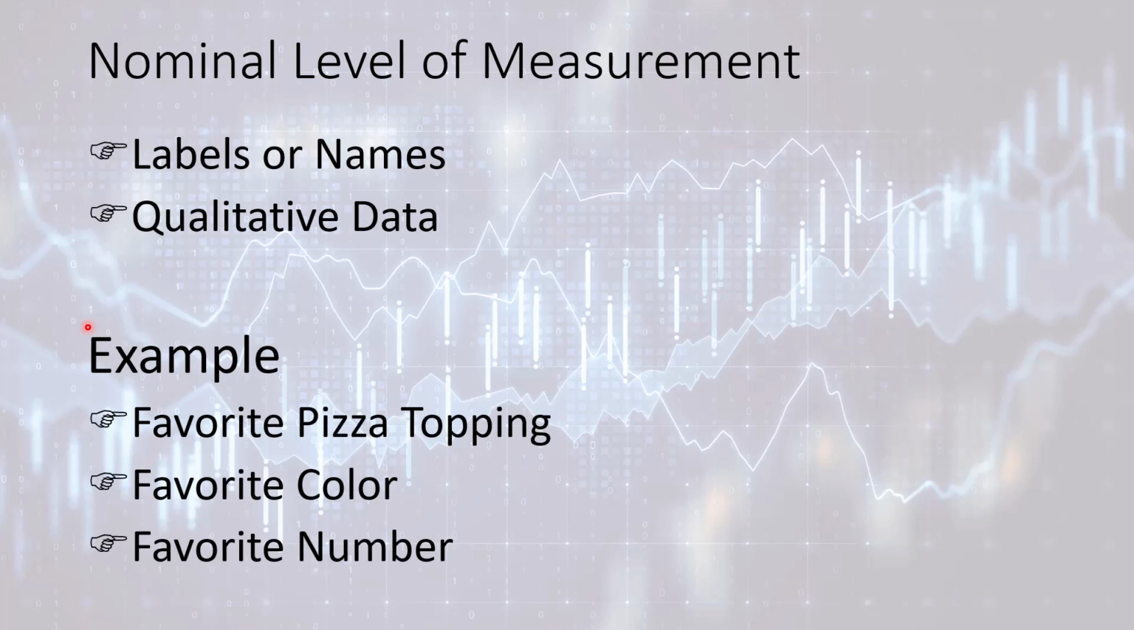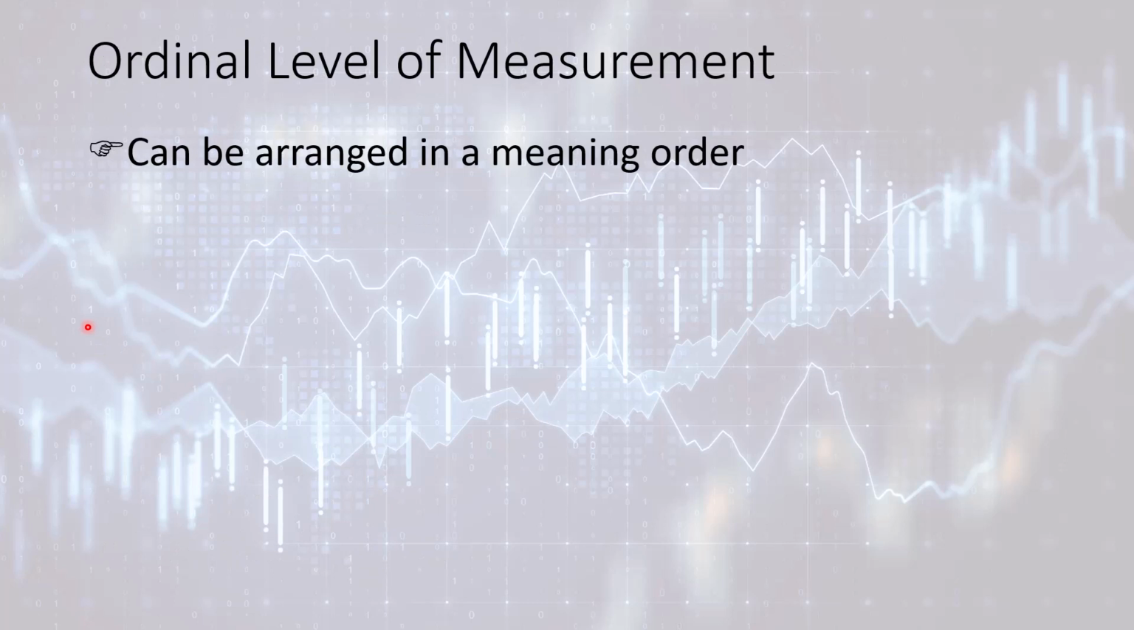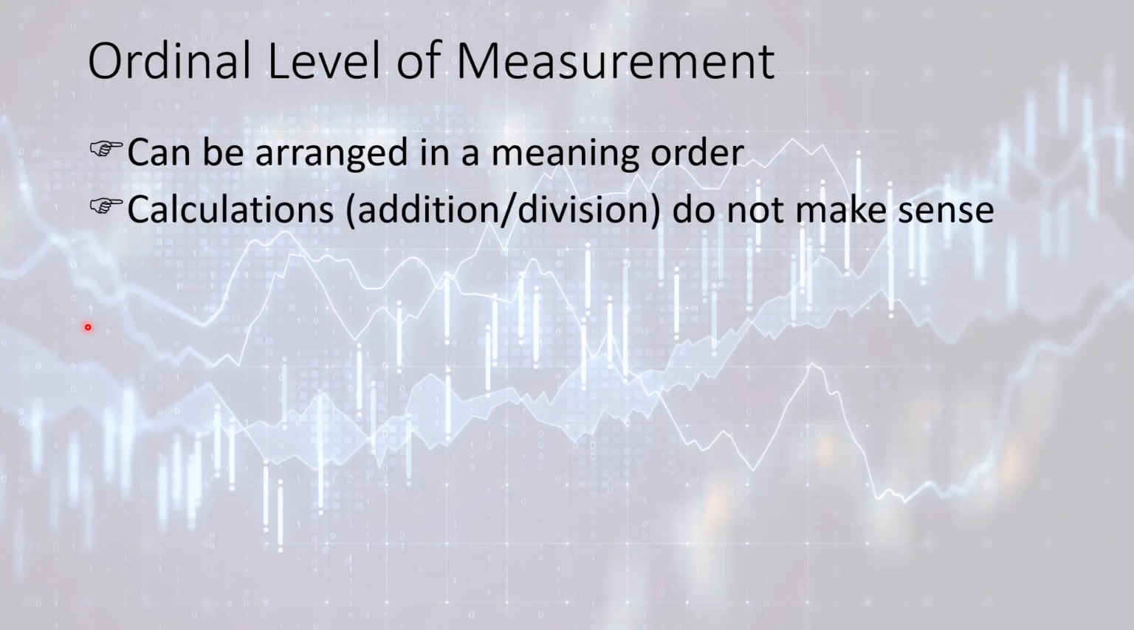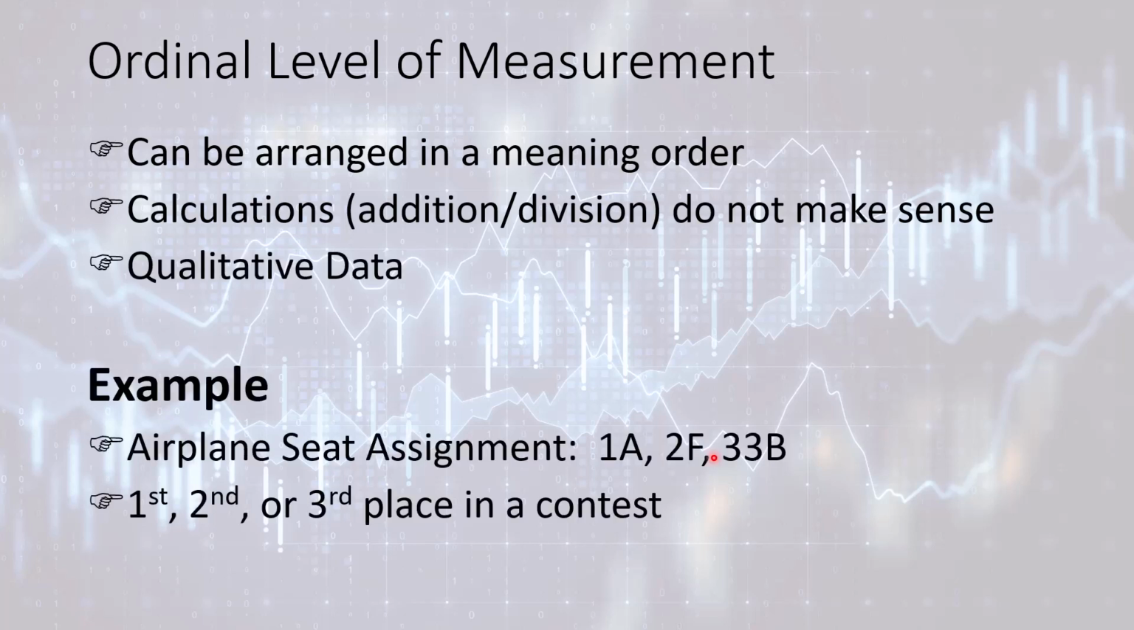Now, if you have qualitative data and there is an implied ordering, then we have the ordinal scale, which kind of makes sense. Ordinal, ordering. These can be arranged in a meaningful order. However, calculations with these do not make sense. For example, here is the airplane seat assignment. 1A and 2F would probably have a more favorable order than, say, 33B.